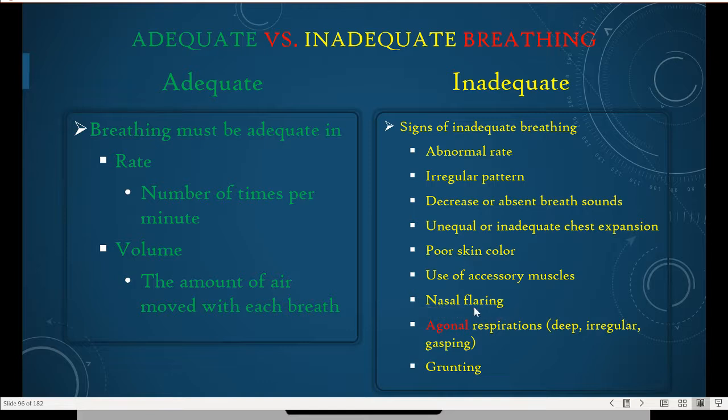Nasal flaring, most prominently in children, you'll see their nasal passages moving in and out. Agonal respirations. Now, the definition of that means deep, irregular, and gasping respirations. These are usually people that are about to die that have this type of respiratory pattern. And grunting. Grunting is making noise, and what that process does is it tries to keep the lungs open just a little bit longer in order to allow for gas exchange.